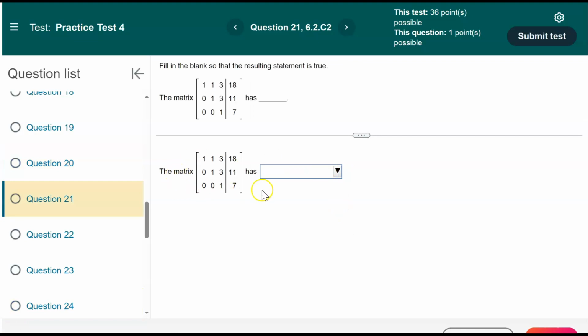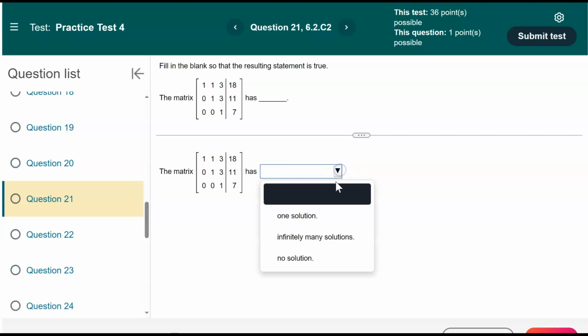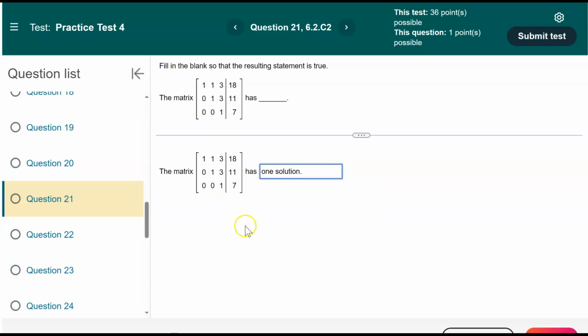Now suppose we are given a matrix that looks like this, wherein the main diagonal entries are all equal to 1 and the lower part of the matrix is all 0. So this is a row echelon form. That means you have z equal to 7, and then you can do backward substitution to solve for the rest of the variables. So this means that there is one solution. There's one solution to the system if you're able to reduce it in this form.